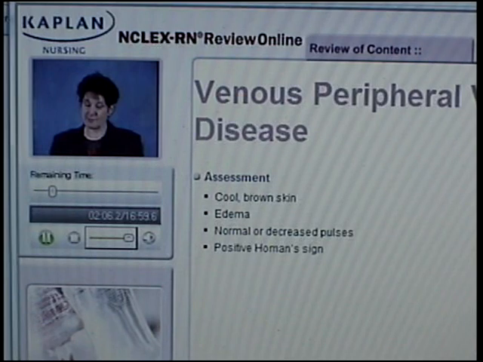The predisposing factors you will see to development of venous peripheral vascular disease are immobility, pregnancy, heredity. Again, obesity can play a role. Sometimes they develop after surgery. It can develop after an injury to the vein wall, and hypercoagulability, again, can cause this.